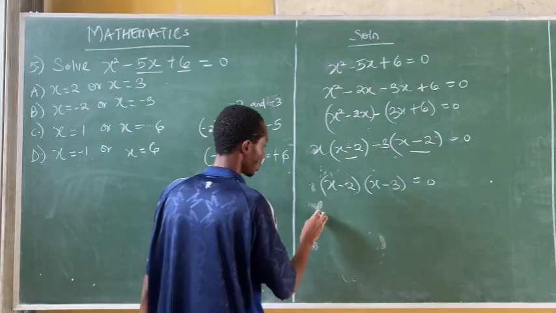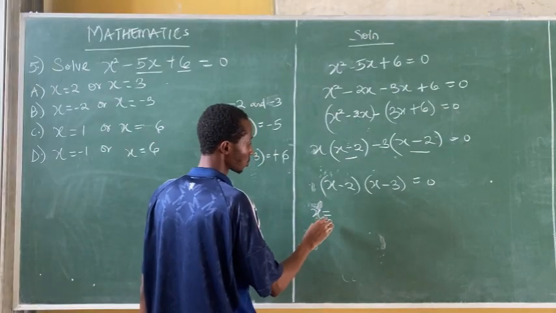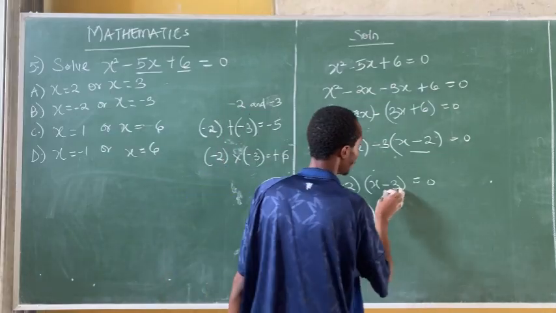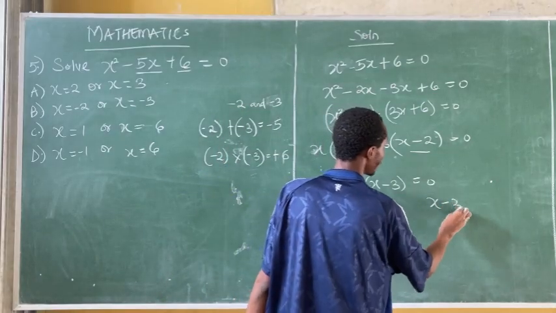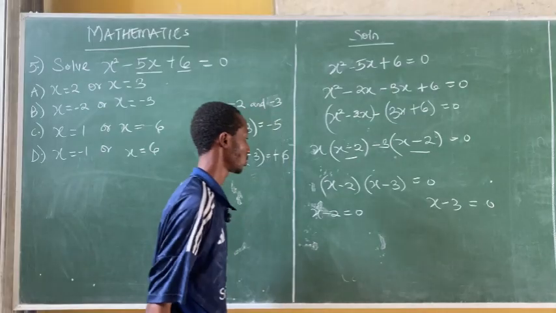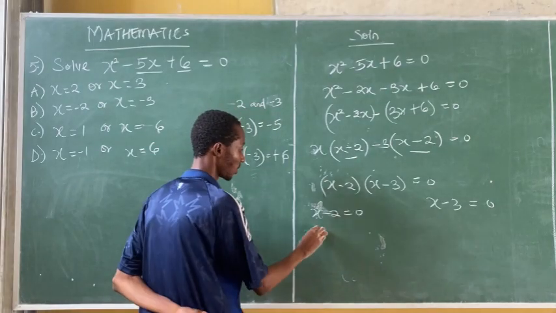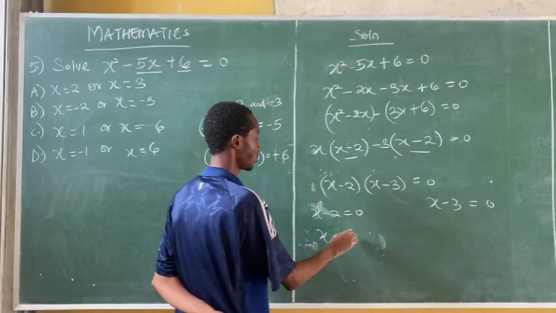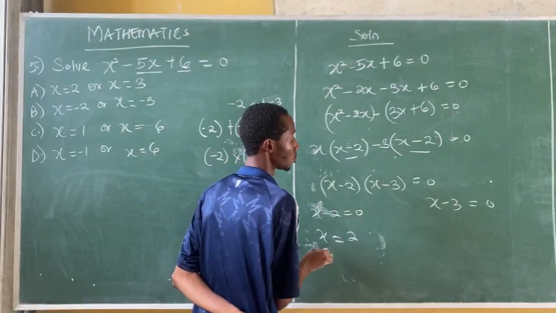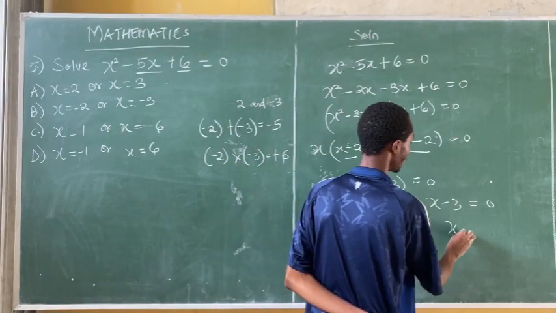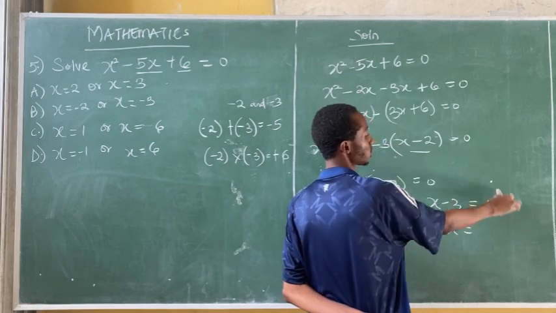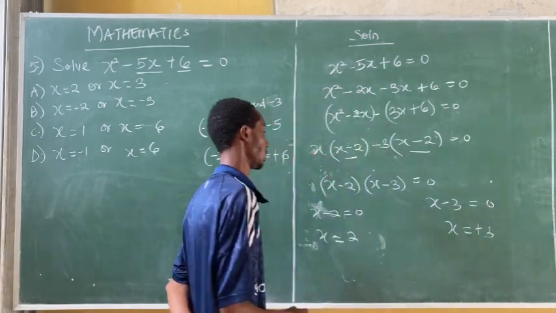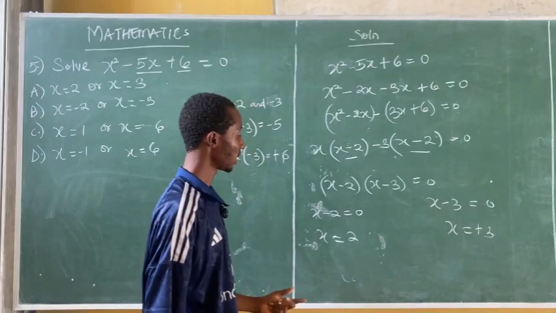Now here we have what? X minus 2 is equal to 0. And here we have what? X minus 3 is equal to 0. If we make x the subject of the formula, we have x is equal to minus 2 crosses the equality sign to this other side, we have plus 2. And here we have x is equal to minus 3 crosses the equality sign to this other side, it becomes plus 3.